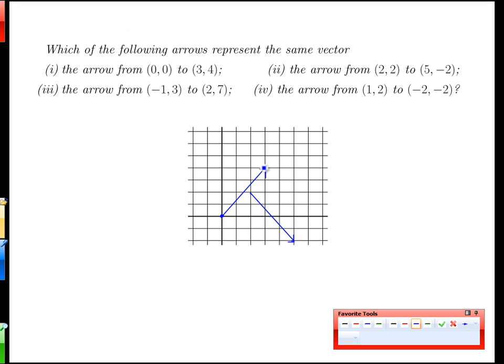This is the source, and that's the 2. So notice the 2 from makes a difference. Negative 1, 3 to 2, 7. 2, 7, so there to there. And the arrow from 1, 2 to negative 2, negative 2.